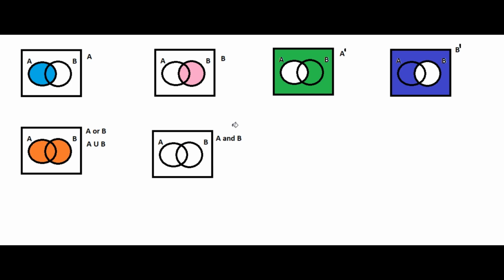Then on the next one, they say A and B. I told you that "and" means both. It means in both events. We need to shade the intersection in this case. All right, so we're going to shade the intersection. So that is exactly what we have there.